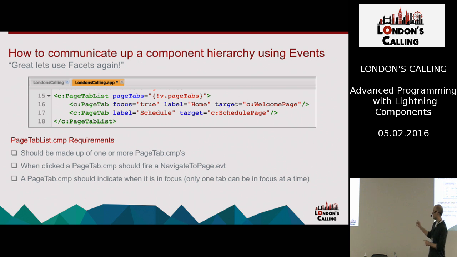Before I move on, though, I'll just talk about what I'm trying to achieve with this component, and that's three requirements. It should be made up of one or more page tabs. It should fire the navigate to page event. And the final one, which is the one that's going to be a little bit trickier, is it should indicate when the tab is in focus. So naturally, when you click on a tab, you only want one of those to be highlighted blue. The others should indicate that they're not the page that you're currently on.